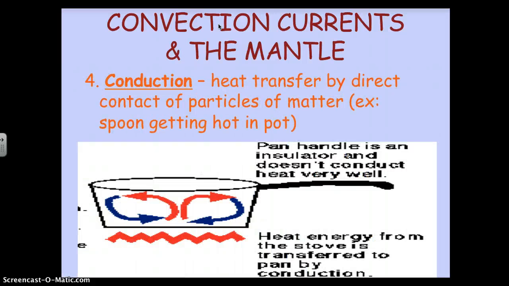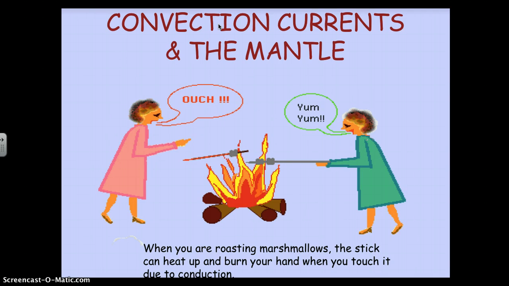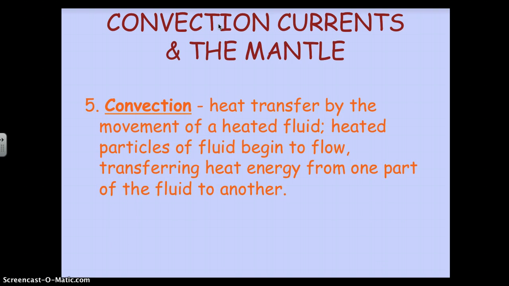Conduction is heat transfer by direct contact of particles of matter. For example, a spoon sitting in a pot would get hot. So in a pan, you would have the warm rising because of the heat beneath the pan, and then the cool would go down. But the conduction is happening because there's actual contact with the heat source. When you're roasting marshmallows, the stick can heat up and burn your hand when you touch it because of the conduction.